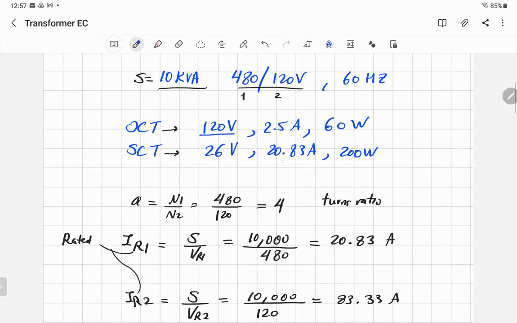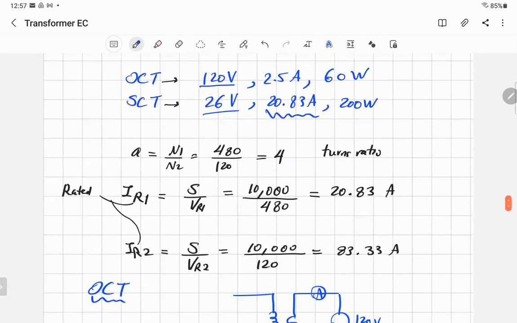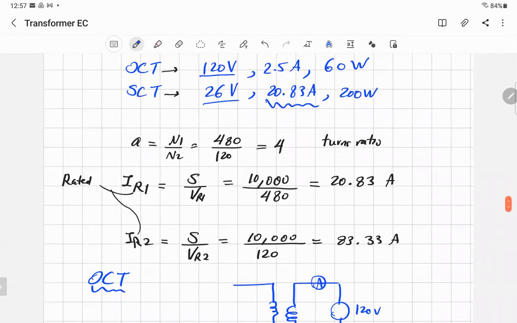When you look at the short circuit test, the voltage is 26 volts, so you don't know where it is. Now you look for the amp, it's 20.8 something, around 20.83. Now you go for the rated values of the amps that you did before. You got IR1 equal to 20.83, and IR2 equal to 83.3. So where was the short circuit current measured, side 1 or side 2? Side 1, that's right. What does it mean? The short circuit is on side 2, and they put the measuring instrument on side 1.